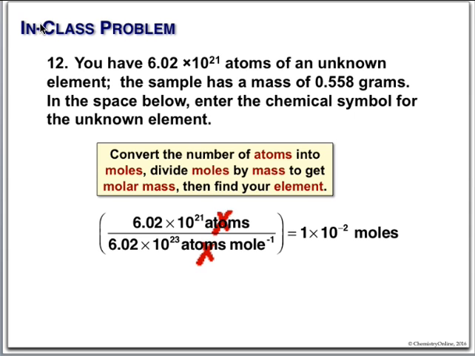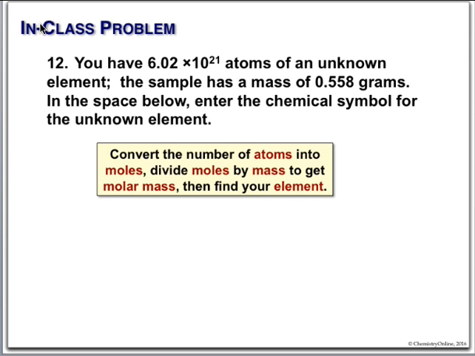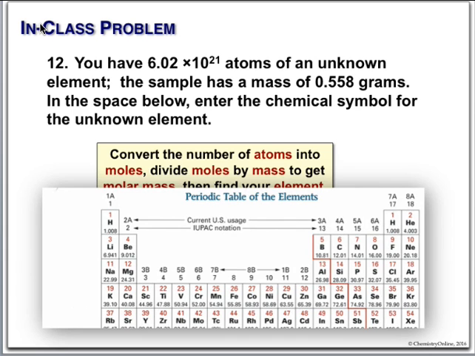So here's our mass divided by our number of moles, and we get 55.8. Now that's the same answer we got in our head when we simply said this is 0.01 mole, so we're going to multiply this by 100. So that's our molar mass. All we have to do is find our periodic table, and we're looking for 55.8. What is it? Iron.